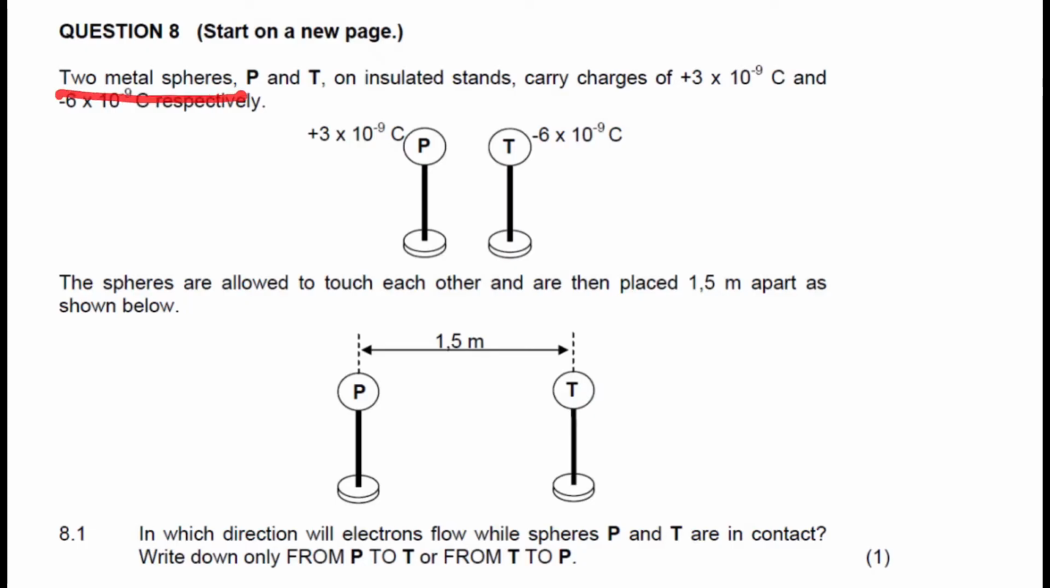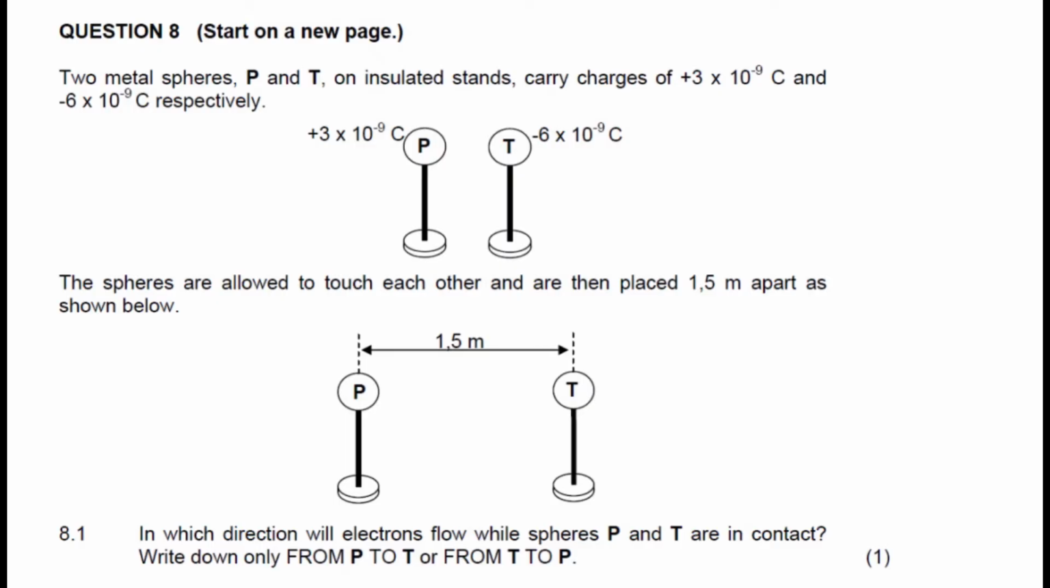It says two metal spheres P and T are on an insulated stand, carrying charges positive 3 times 10 to the power negative 9 coulombs and negative 6 times 10 to the power negative 9 coulombs respectively, as it's written there. They are on insulated stands. The spheres are allowed to touch each other and then placed 1.5 meters apart, as shown below.